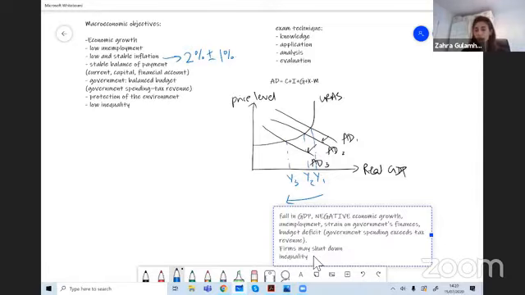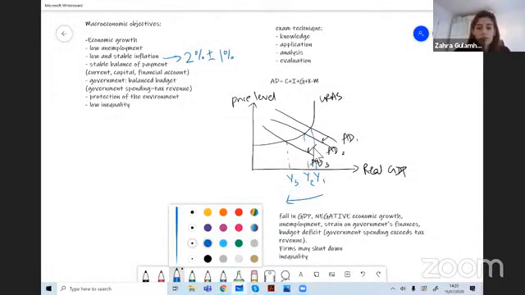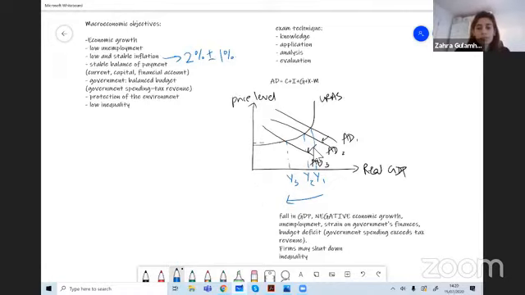Very, very important. Going back here to this diagram, we can see here, if I was to look at the y-axis and just put lines across, what's happening to my price level here?